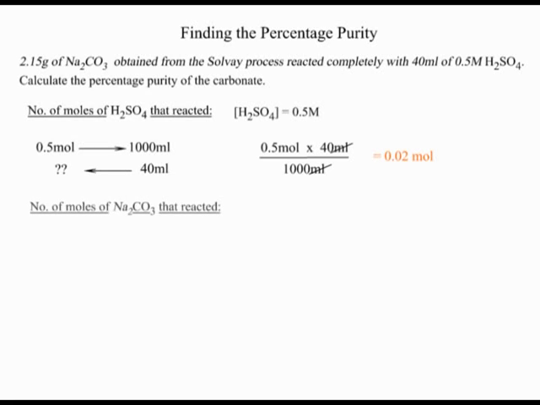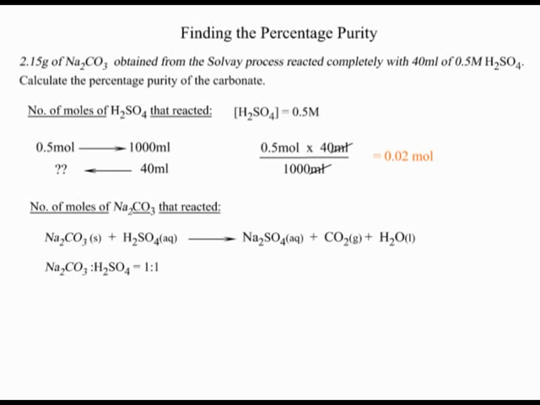So how many moles of sodium carbonate reacted? We get the mole ratio from the chemical equation. There is the balanced chemical equation. And so the mole ratio of sodium carbonate to sulfuric acid is 1 to 1. So the moles of sodium carbonate are equal to the number of moles of sulfuric acid, and that is 0.02 moles.